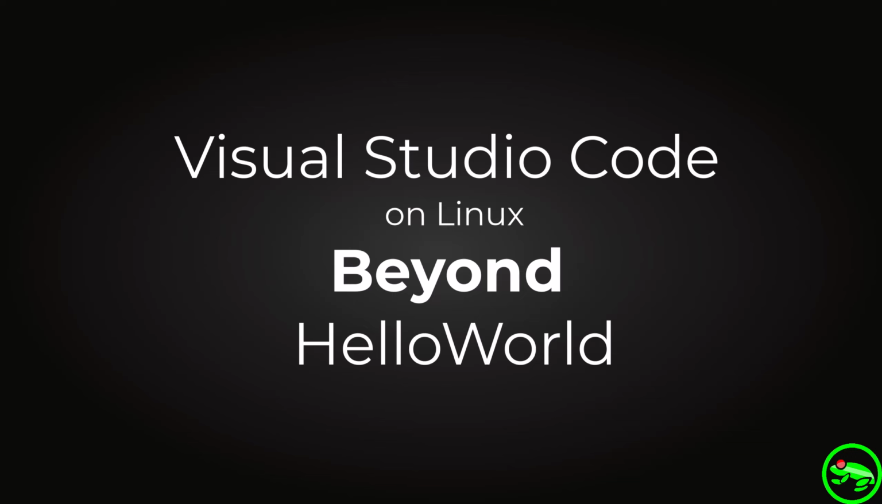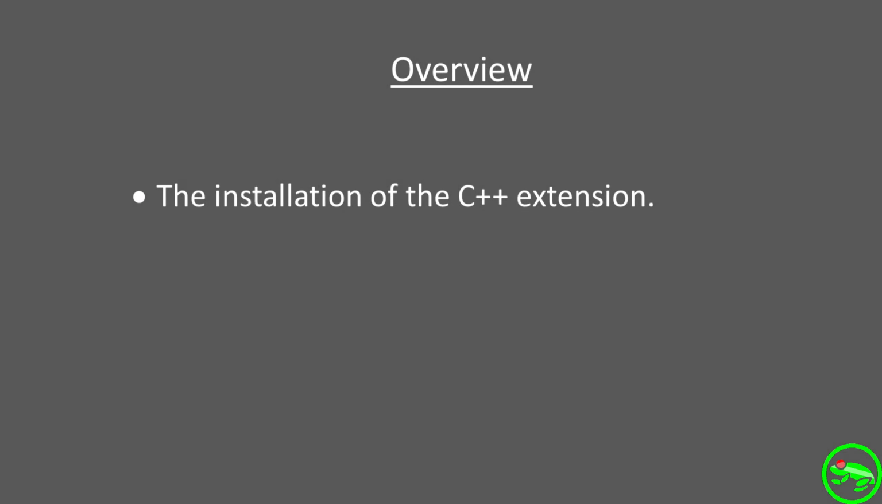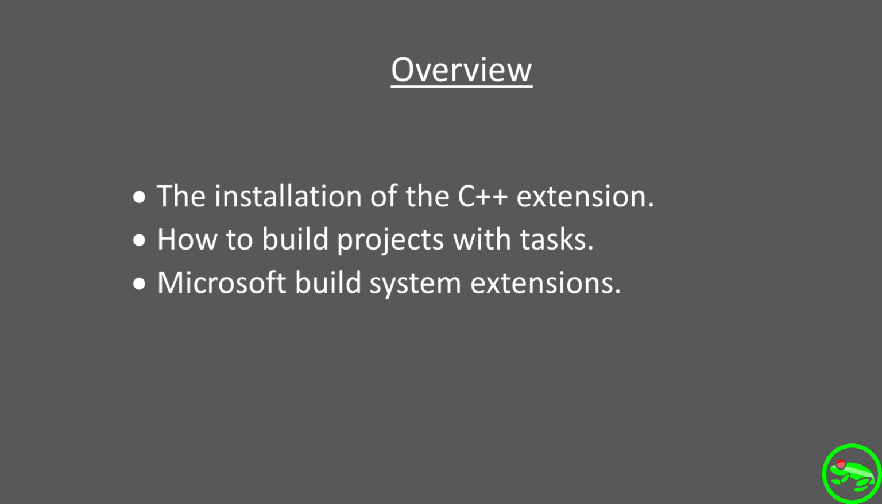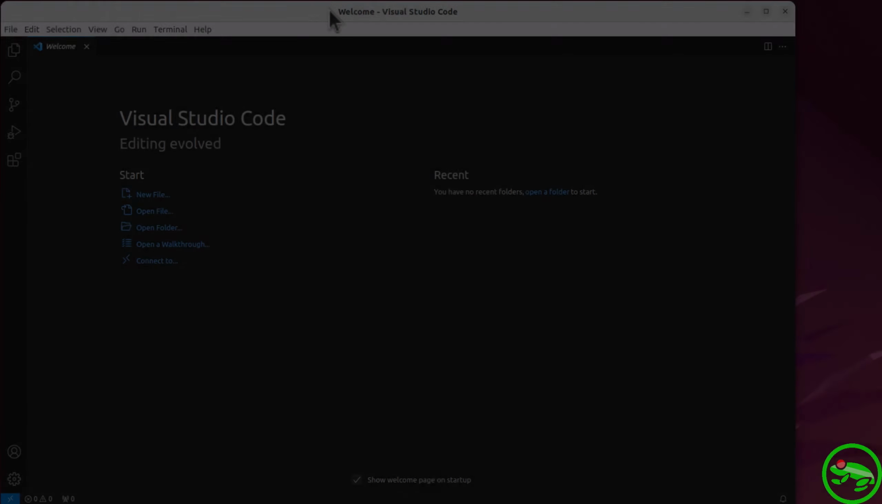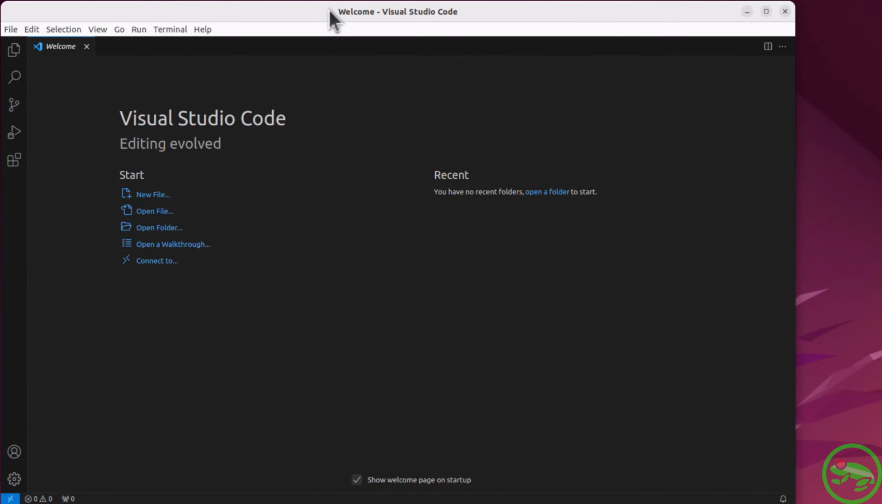So, you've built the C++ Hello World example, but what about multi-file projects? And that's the question we try to answer here. We will cover the installation of the C++ extension, how to build projects with tasks, and the Microsoft Build System extensions. If you have not built the Hello World example, don't worry. As long as you have installed VS Code, that's sufficient for you to follow along with this video.